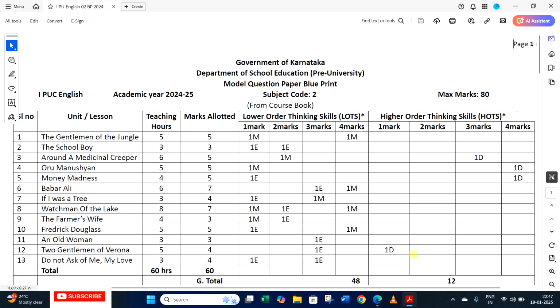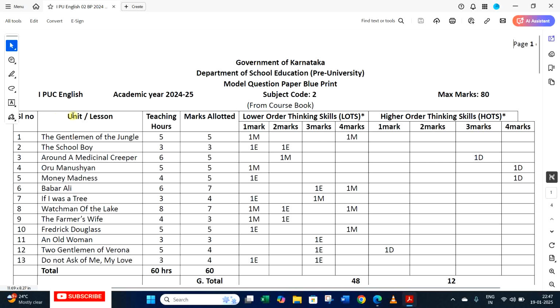So without getting delayed, let's understand what exactly the blueprint of the model question paper of English is for the academic year 2024-25. Here you can see, my dear students, the front page of the blueprint, and it is based on the course book of English PUC first year.